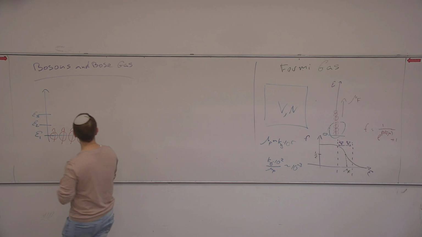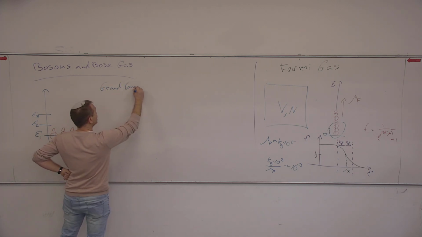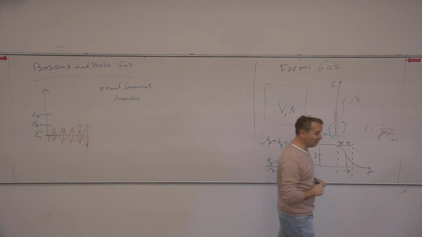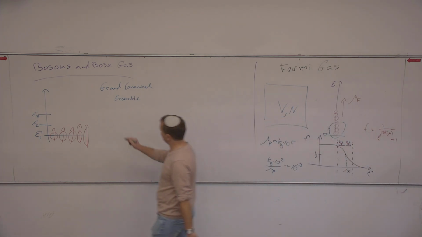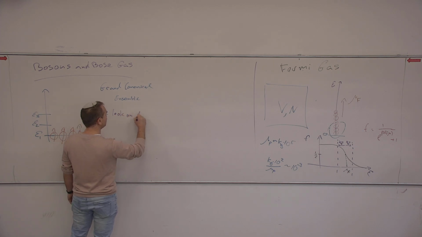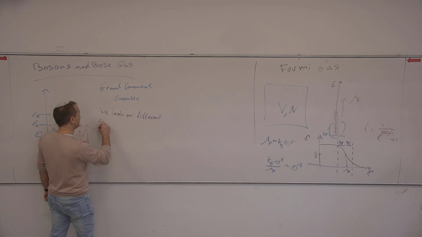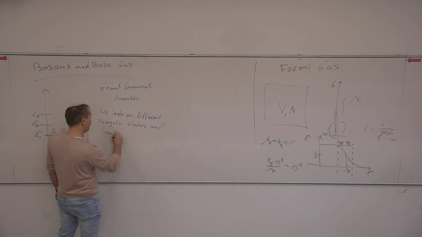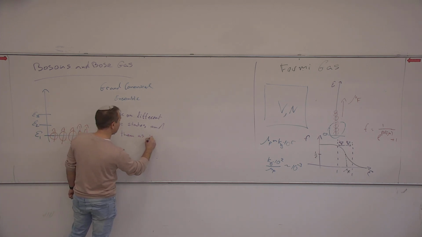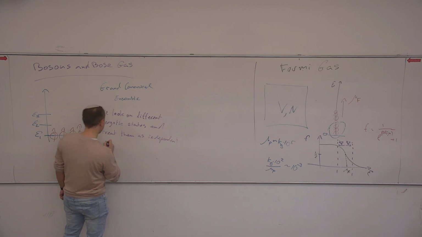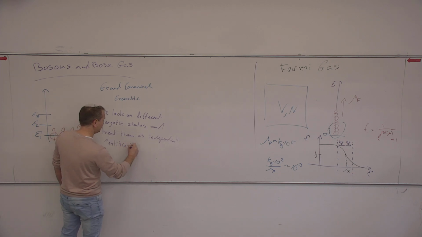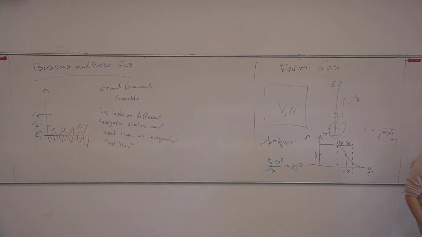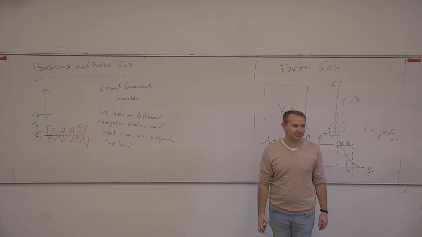But the perspective of the grand canonical ensemble still holds, right? The idea is that we look on different energetic states and treat them as independent entities. Okay? That's the idea. This is what we have done for the fermions. The same thing we're going to do for the bosons. Our ideas are simple. It's the application of the ideas that sometimes becomes difficult mathematically.